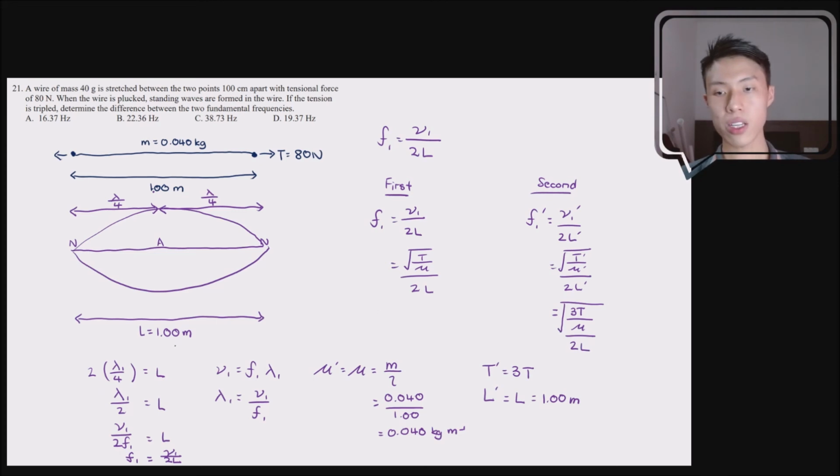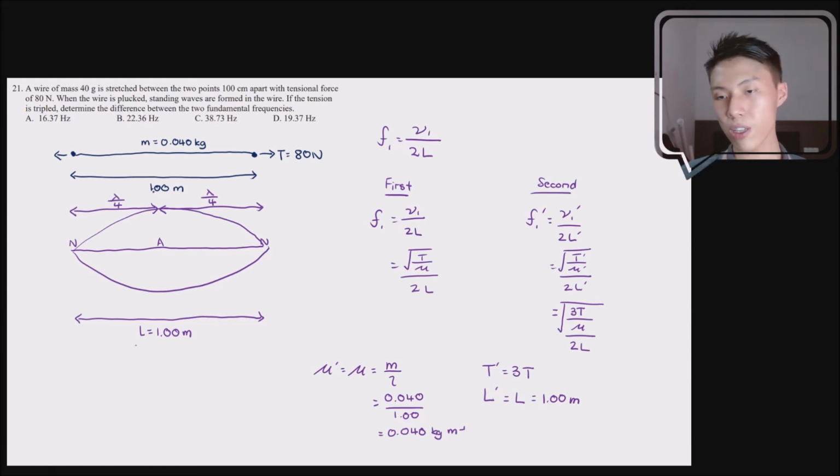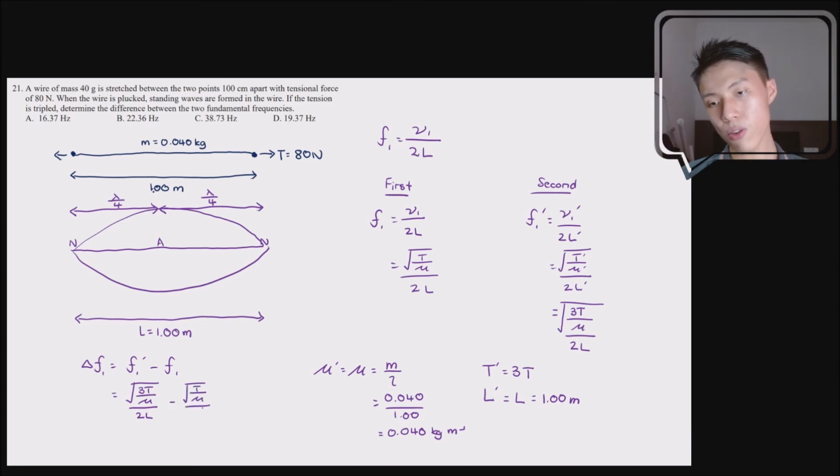Okay, so what we can do now is perform the calculation. We want to find the difference between the two fundamental frequencies, so let's call it a change in frequency, and we take it as the new frequency minus the old frequency. So the new frequency, we know that it's square root of 3T over mu divided by 2L minus square root of T over mu over 2L.